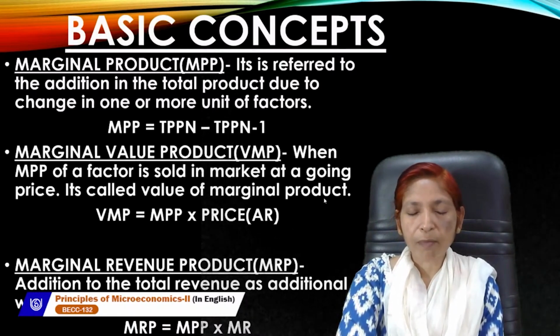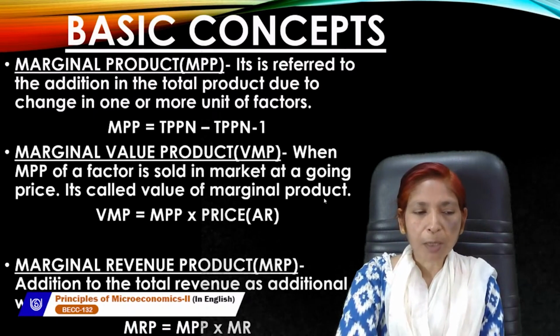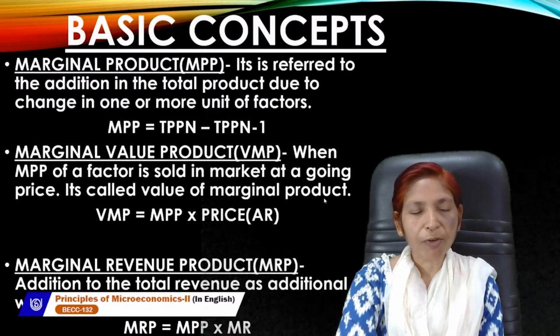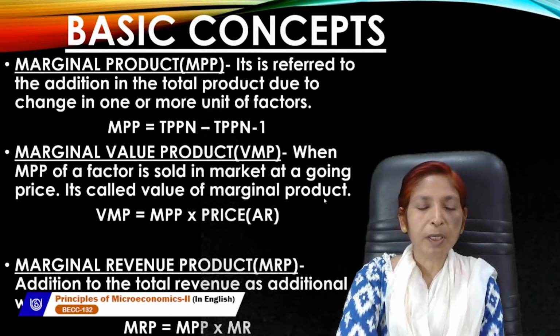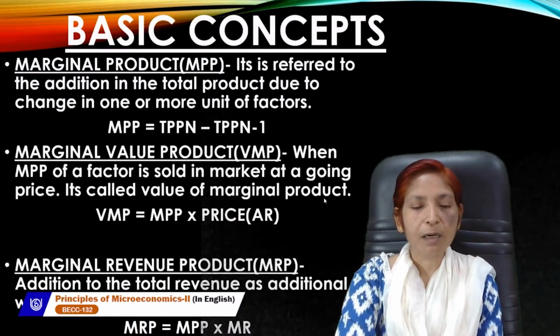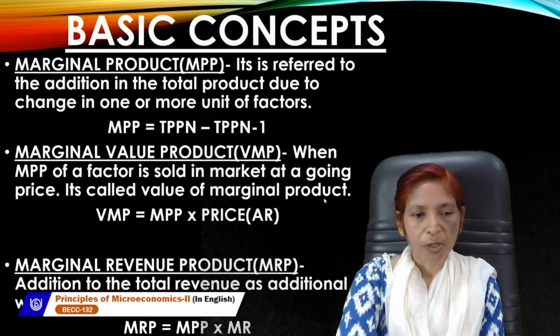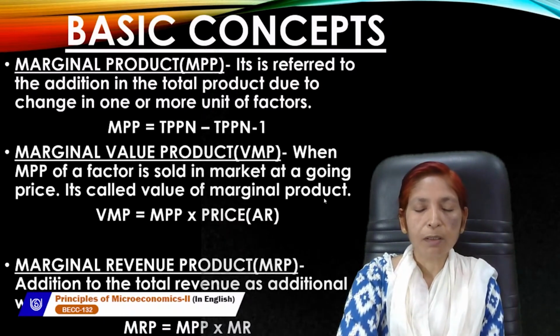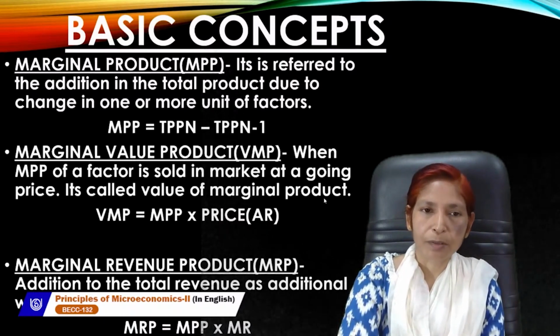Next is marginal revenue product, which is called MRP. MRP we can calculate with the help of MPP. If MPP is multiplied by MR, then we get marginal revenue product. Marginal revenue product is the addition to the total revenue as an additional worker is engaged.